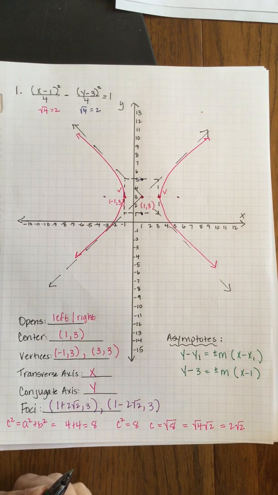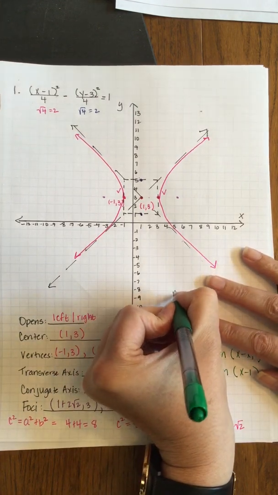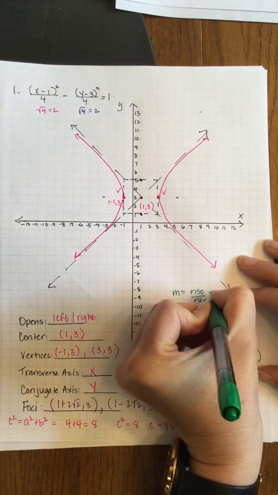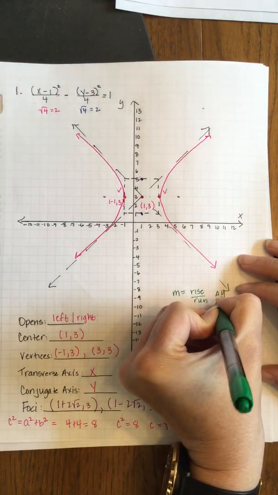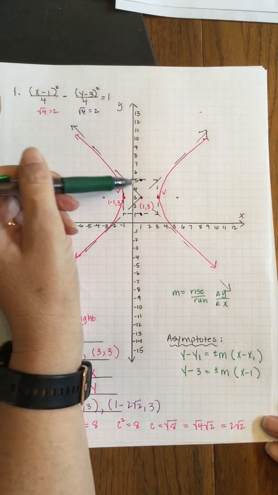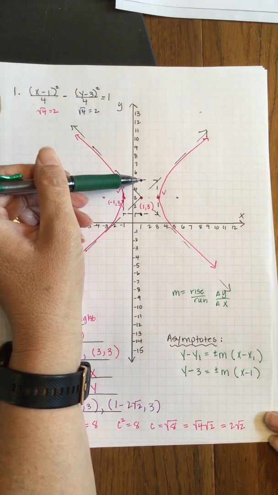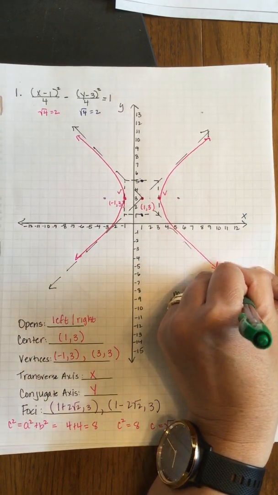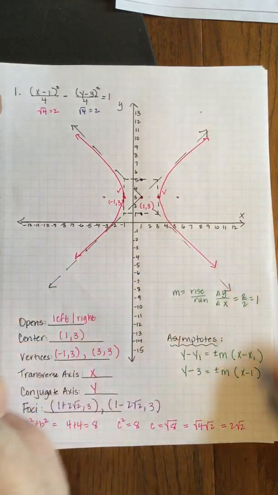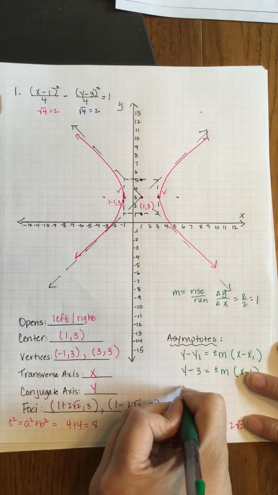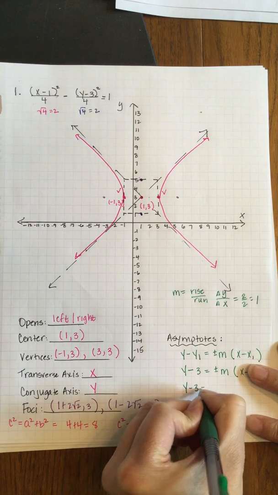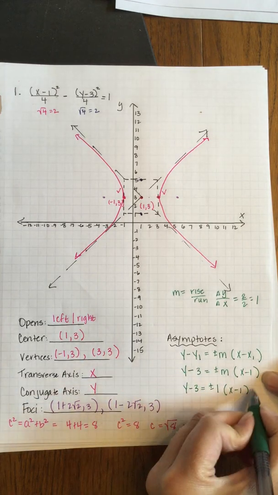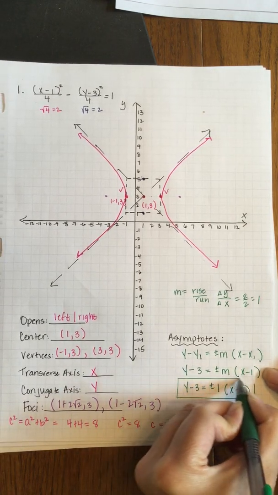So now we have to go after our slope. And slope, if you can recall, is equal to your rise over your run, or your change in y over the change in x. Well, the rise is going to be 2, and the run is also going to be 2. So here, this is going to be 2 over 2, which is equal to 1. So my asymptote equations are y minus 3 is equal to plus or minus 1 times x minus 1. So these are going to be the equations of my asymptotes.